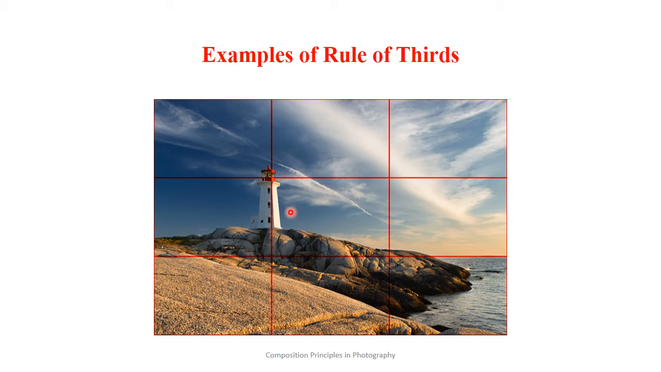So the tower and the line, and the big stone over here, they are the important parts in this picture, and we can see that they are placed along the lines or the points. So this is actually the rule of thirds.